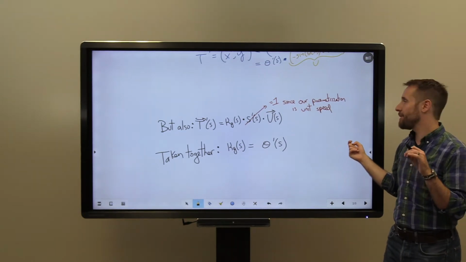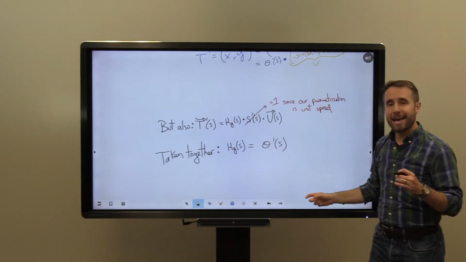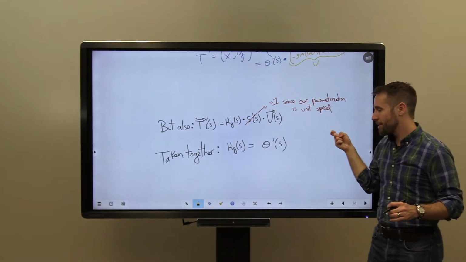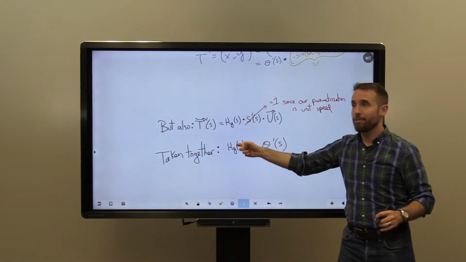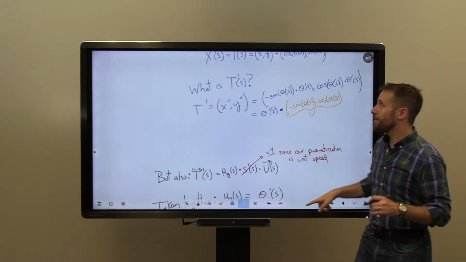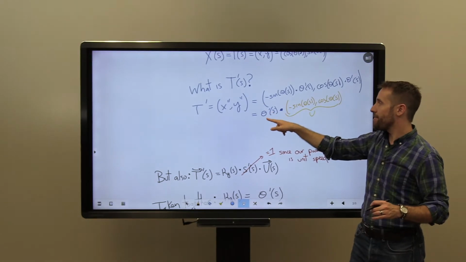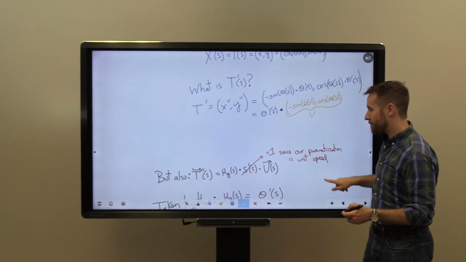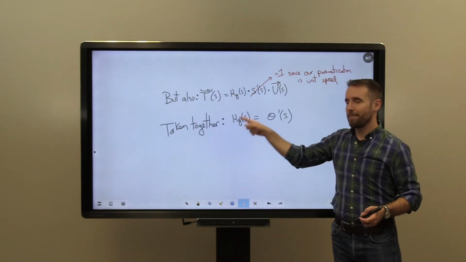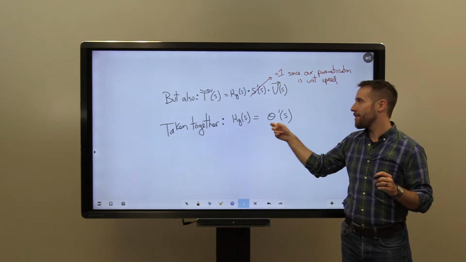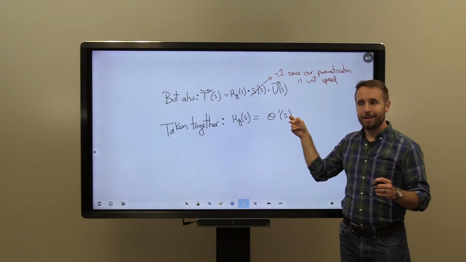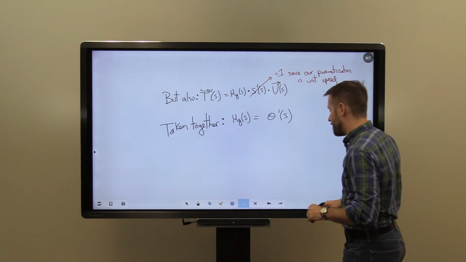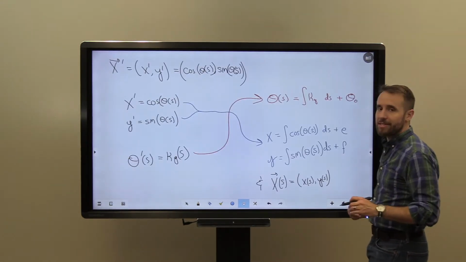So since we're parameterizing by unit speed, this piece goes away, and we get that t prime is equal to kappa times u. So taken together, we have t prime equals kappa times u. Up here, we have t prime equals theta prime times u. And so taken together, we have that our kappa function is exactly equal to our theta prime. That's the end of the setup, but that is hugely important. And now we see why.